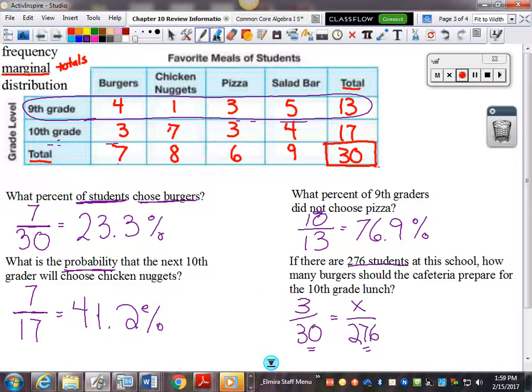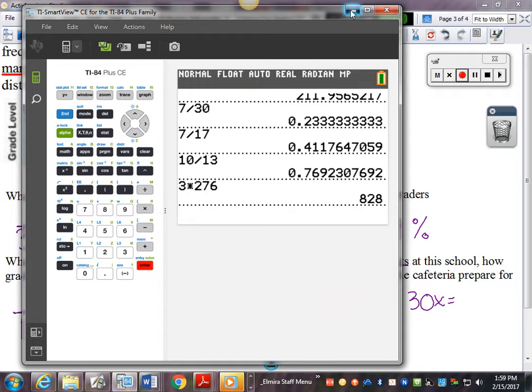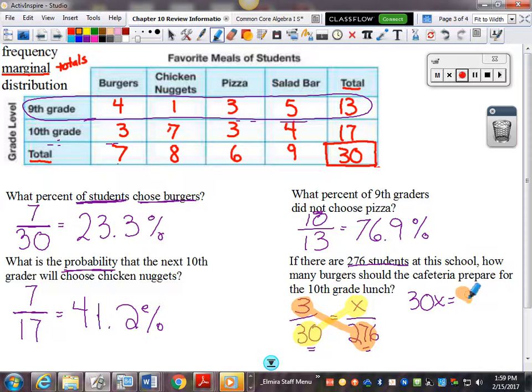When I solve proportions, my eyeballs go for the variable, and I set that up as a multiply with the 30. So 30x equals, then I am going to also cross multiply 3 and 276. 828. Divide both sides by 30.